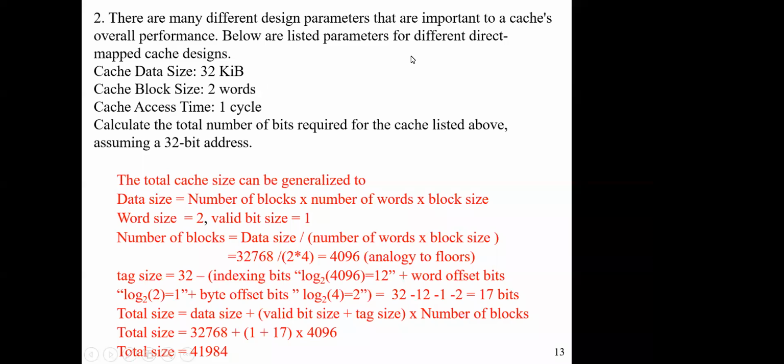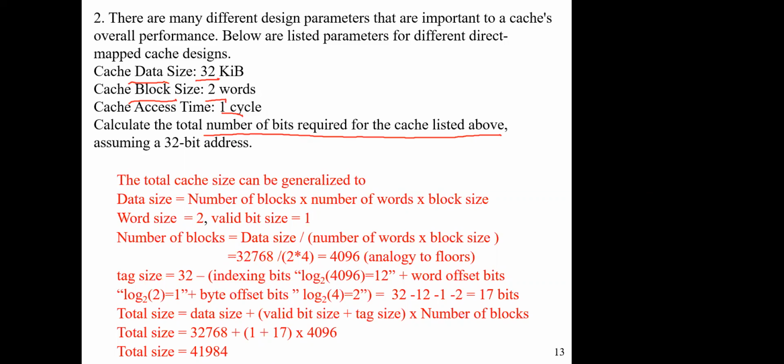So now we have some information for our cache. The cache data size is 32K. The cache block size is 2 words, so we have 2 words for each block. The cache access time is 1 cycle. Calculate the total number of bits required for the cache listed above. So we would like to calculate the total number of bits.